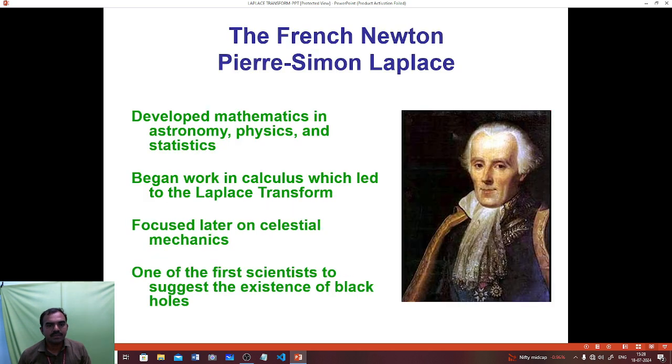The French Newton, Pierre Simon Laplace, invented the Laplace transform. He developed mathematics in astronomy, physics and statistics. He began work in calculus, which led to the Laplace transform, and focused later on celestial mechanics. He was one of the first scientists to suggest the existence of black holes. So he is the founder of the Laplace transform, his name Pierre Simon Laplace.